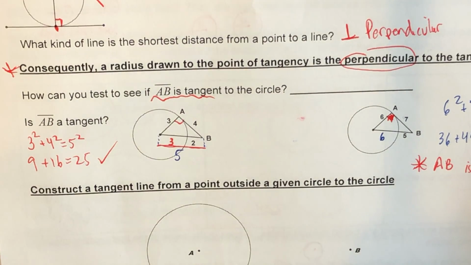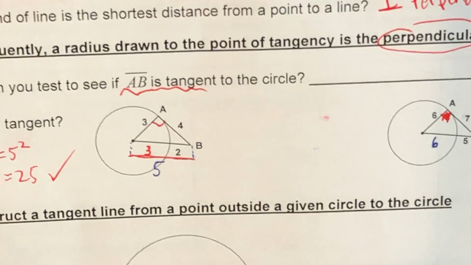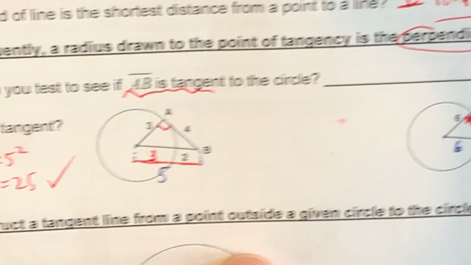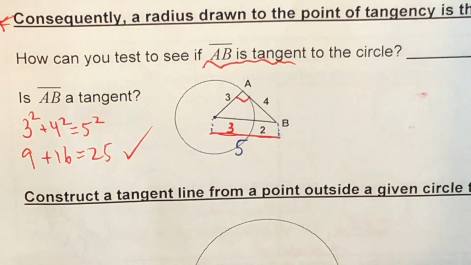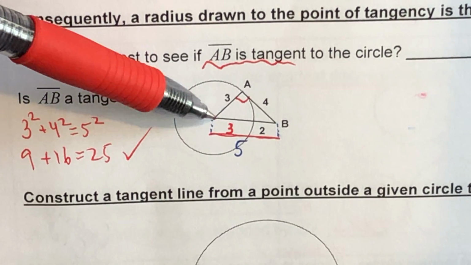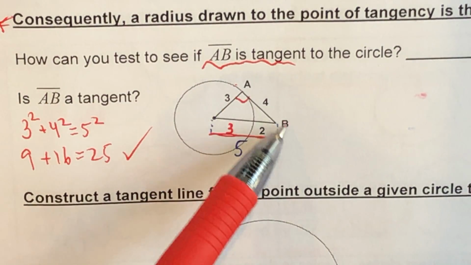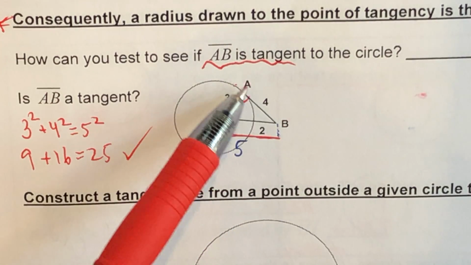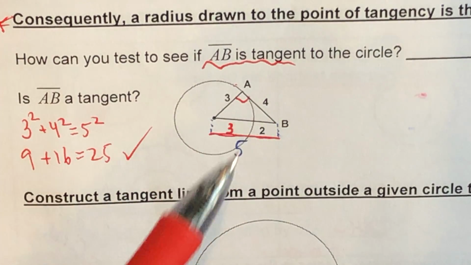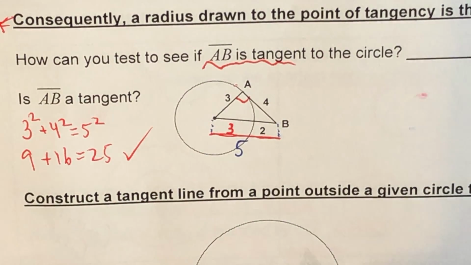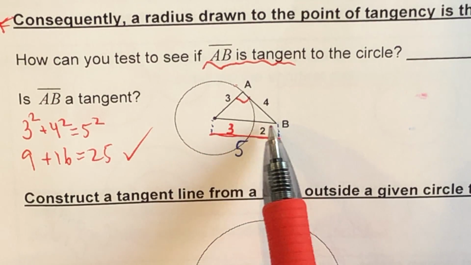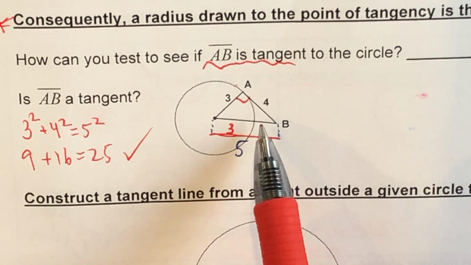Now, notice the measurements that they give us. I'm going to enlarge it a little bit more so we can really see this. Notice the measurements. This radius length is 3 long. Side AB, so from B to A, is 4 long. The only other measurement that they gave us was this measurement right here. From B to the edge of the circle is 2.